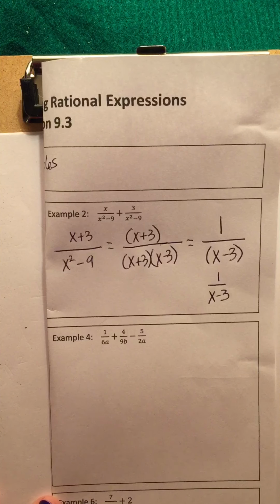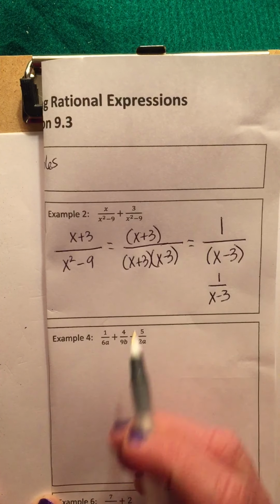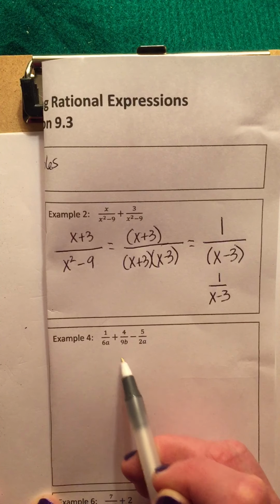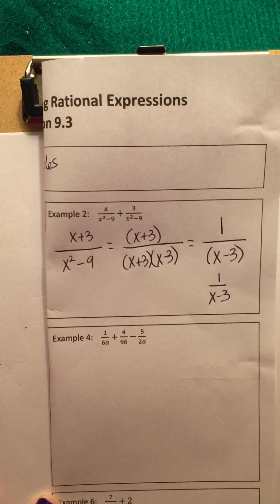Example 4, 1 divided by 6a plus 4 divided by 9b minus 5 divided by 2a. Looking at those denominators, the 6, the 9, and the 2 all multiply into 18. We need to look at the variables. The first fraction has an a in the denominator, the second fraction has a b, and the third fraction has an a. So our denominator is going to have to be 18ab.